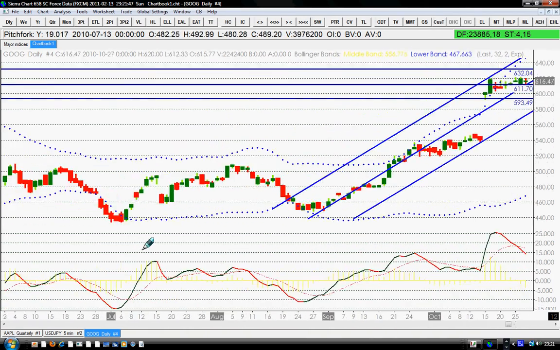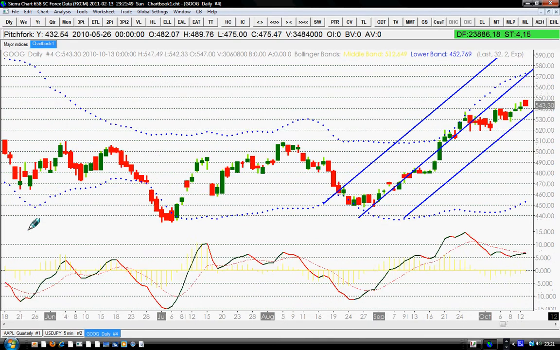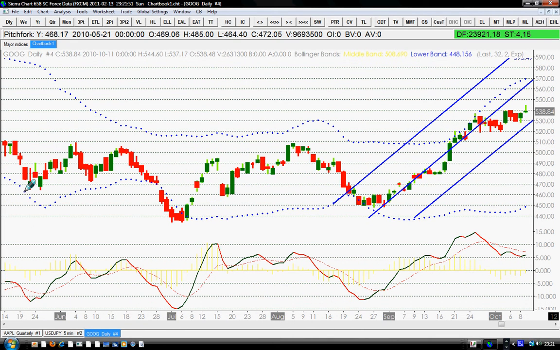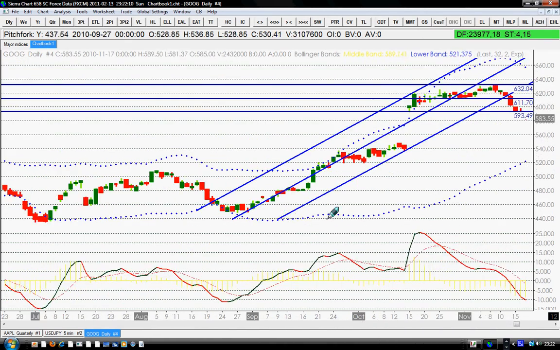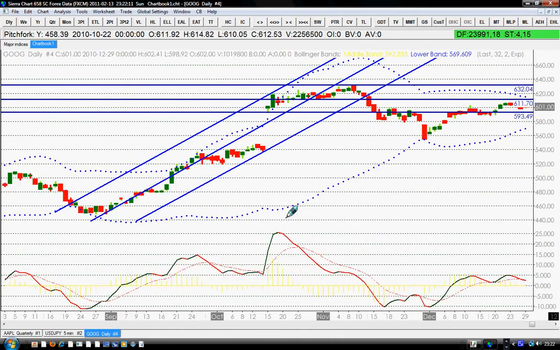So this is the daily chart of the Google stock, and we can see clearly that there is a defined market pattern, which means this Google stock was consolidating since June 2010, going up and down within this Bollinger Band, and suddenly boom, it came out of the consolidation range and went into this rising channel on the daily chart.